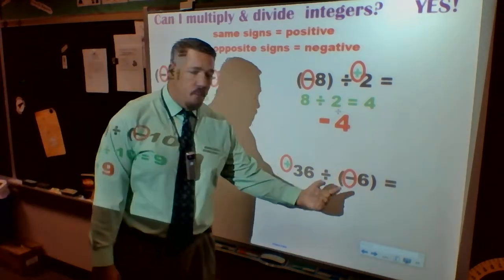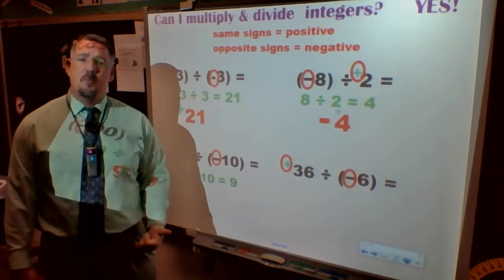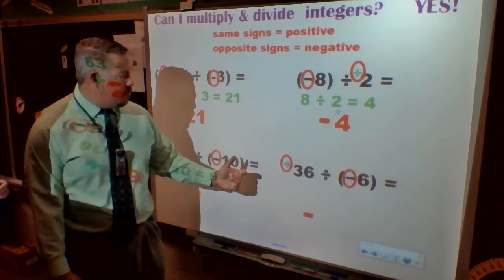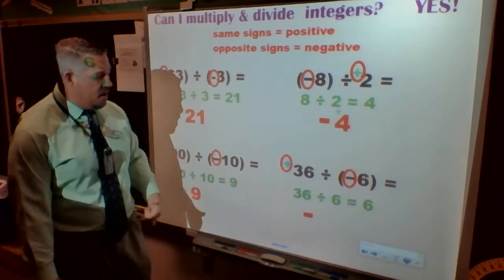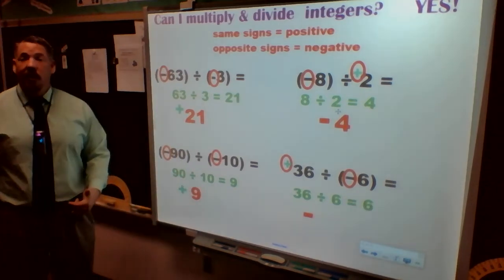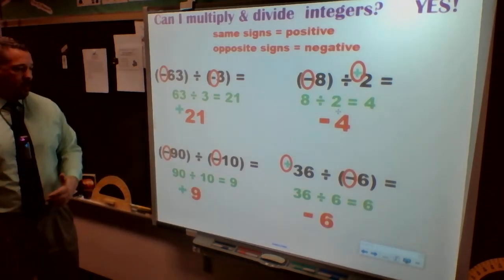And then I have 36 divided by negative 6. I have opposite signs, so I know it has to be a negative answer, and then I do my work. 36 divided by 6, and 36 divided by 6 is negative 6.